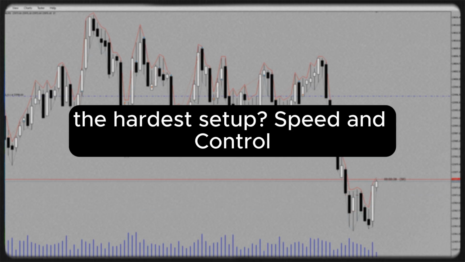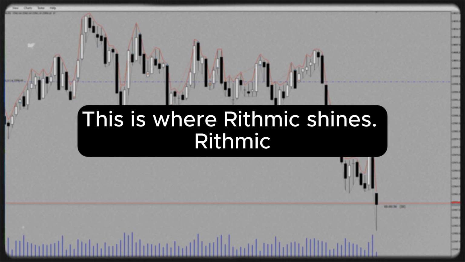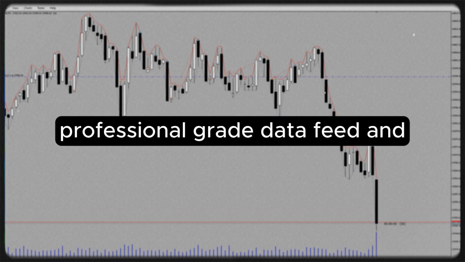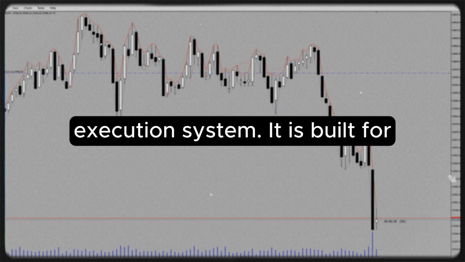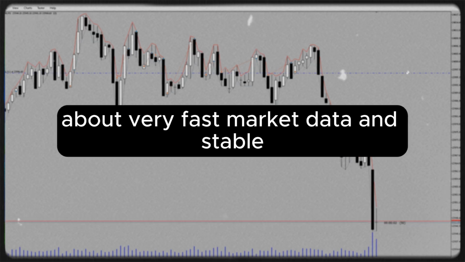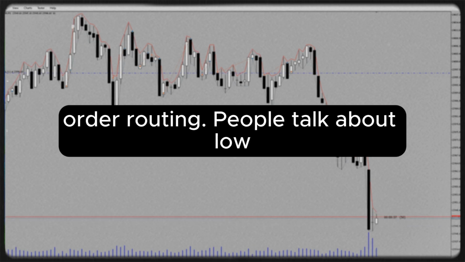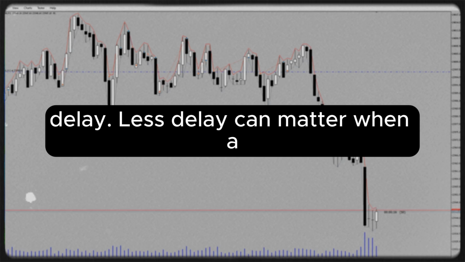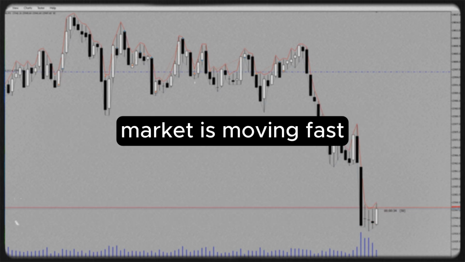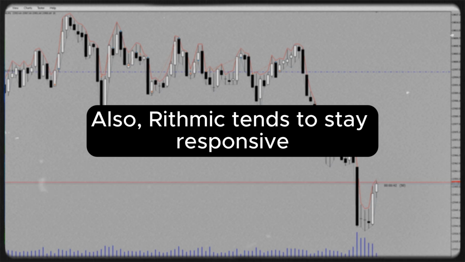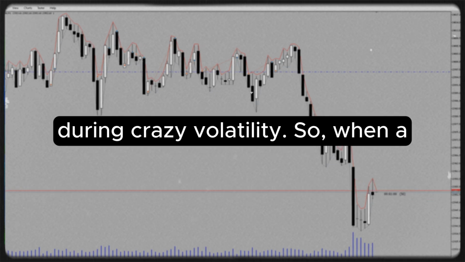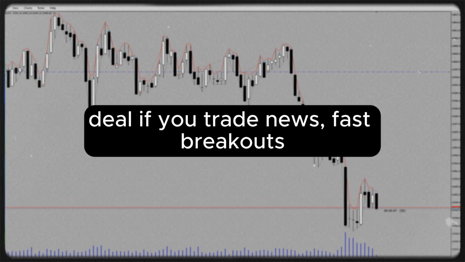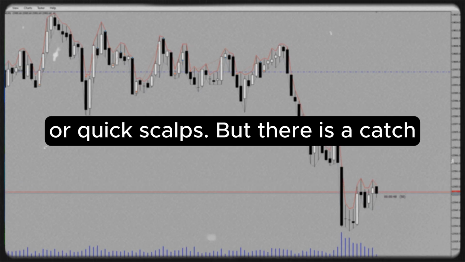Now, why would anyone choose the harder setup? Speed and control. This is where Rhythmic shines. Rhythmic is known as a professional grade data feed and execution system. It is built for serious futures traders who care about very fast market data and stable order routing. People talk about low latency, which is just a fancy way of saying low delay. Less delay can matter when the market is moving fast. Also, Rhythmic tends to stay responsive during crazy volatility. So when a market goes wild, it can still feel stable. That is a big deal if you trade news, fast breakouts, or quick scalps.